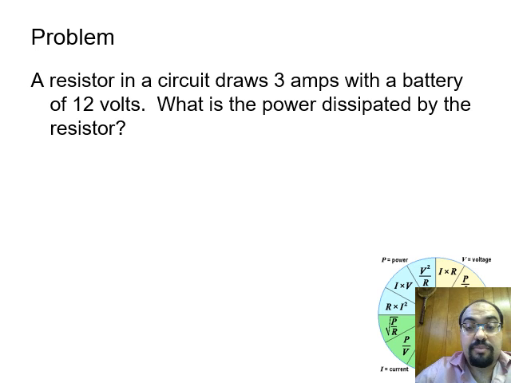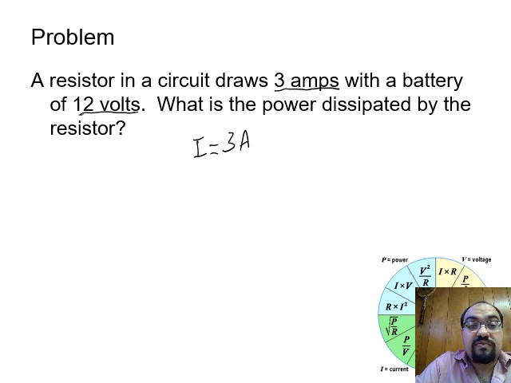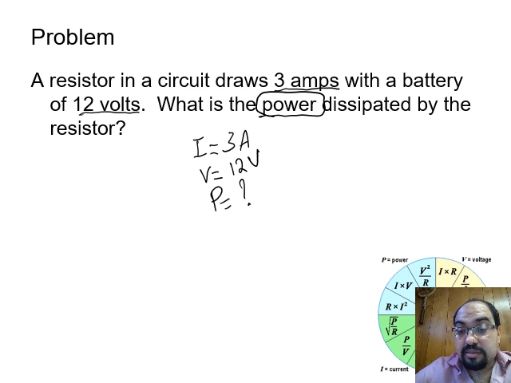So here is an example. It says a resistor in a circuit draws 3 amps. So I can write down that I equals 3 amps. And then with a battery of 12 volts, so I know that V is equal to 12 volts. What power, so I'm required to calculate power, that's my unknown, is dissipated by the resistor.